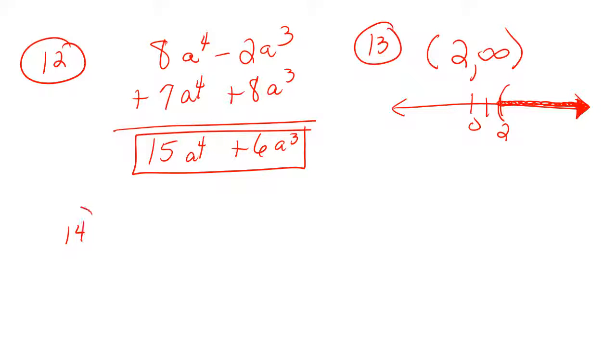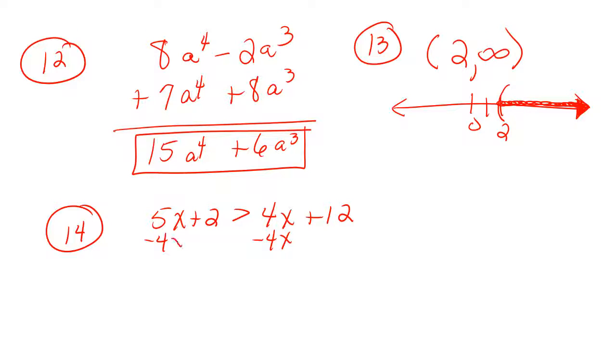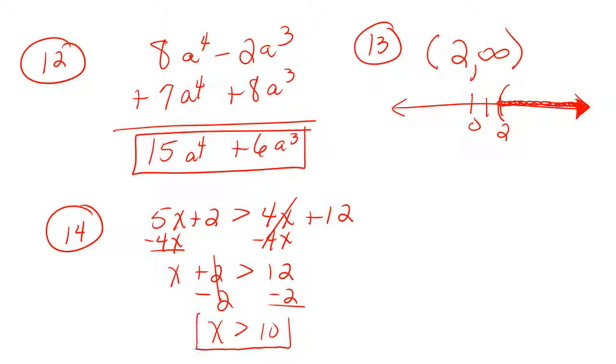Number 14, however, asks you to take an inequality and solve it first. So we will solve this like an equation. We can subtract 4x on each side of the greater than. That will leave me 1x plus 2 greater than 12. And I subtract the 2, and that will leave me x greater than 10. Now if I graph that, I will look for the 10. That will have a parentheses because this was greater than, and it's greater than, so it also goes to positive infinity.